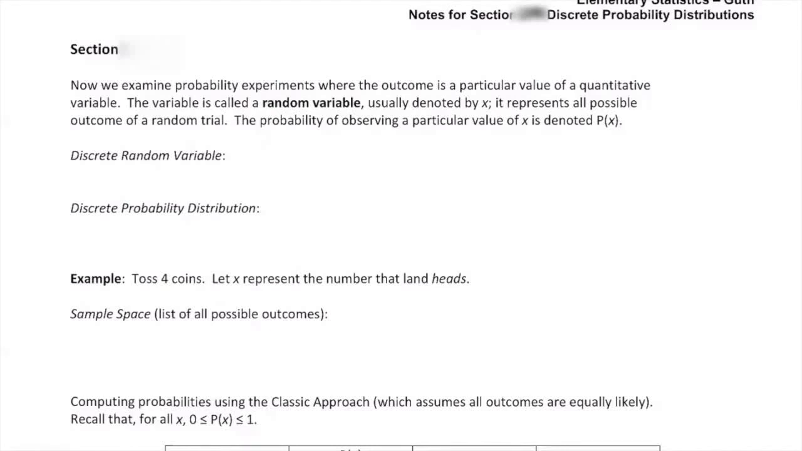We now examine probability experiments where the outcome is a particular value of a quantitative variable. So basically the outcomes are always a number, and the number is always a quantity. You'll see an example here. The variable is usually denoted by an X. It represents all possible outcomes for a random trial or an observation. The probability of observing a particular value of X is denoted P of X. Any questions?